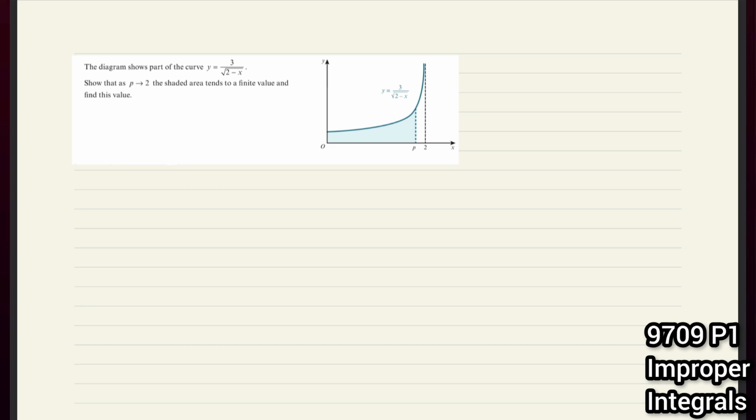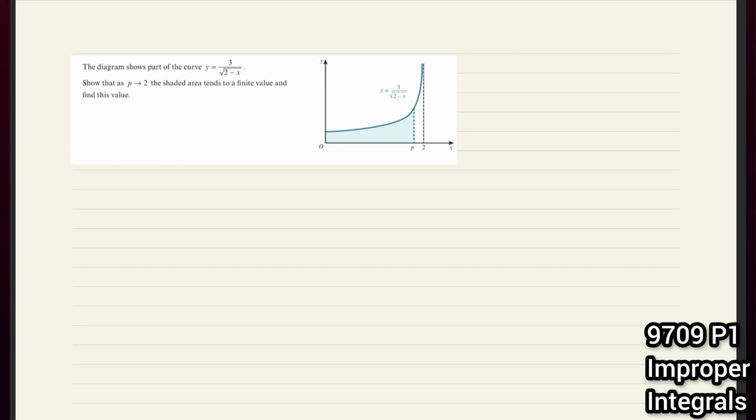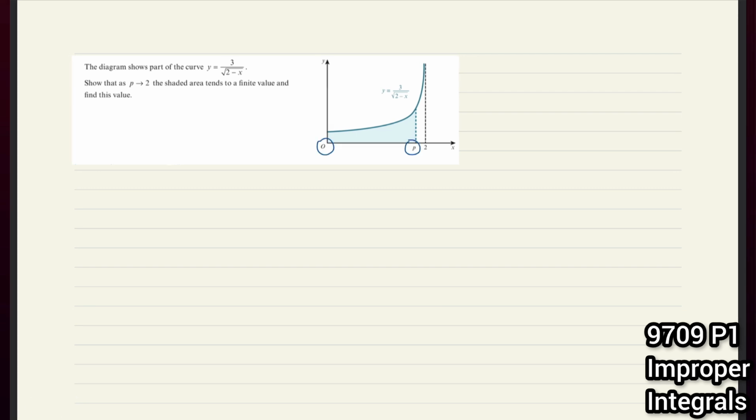Next question. The diagram shows part of the curve given here. Show that as p approaches 2, the shaded region tends to a finite value, and find this value. To show that the shaded area tends to a finite value as p approaches 2, we evaluate the definite integral of the function from 0 to x equals p first, and then we take the limit.